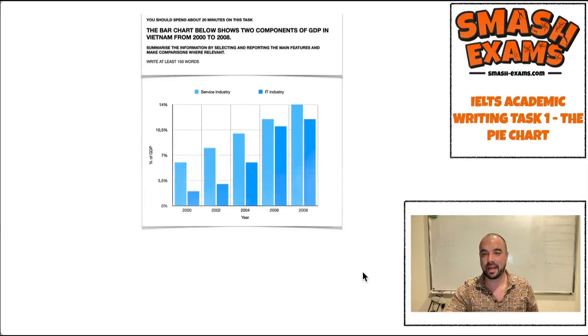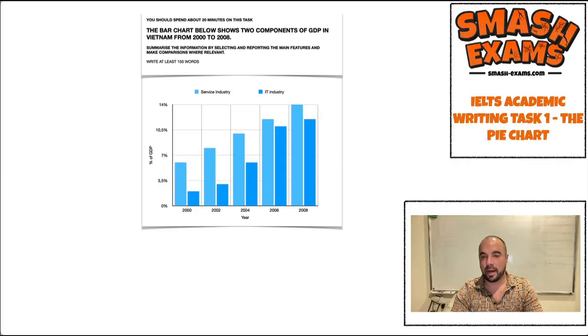Here is the bar chart in question that we'll be using as our example today. The bar chart below shows two components of GDP in Vietnam from 2000 to 2008. Summarize the information by selecting and reporting the main features and make comparisons where relevant. Write at least 150 words.